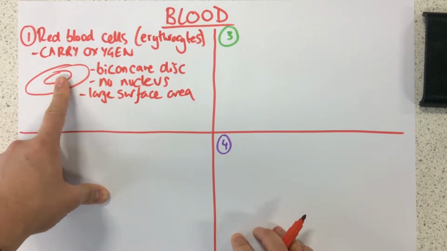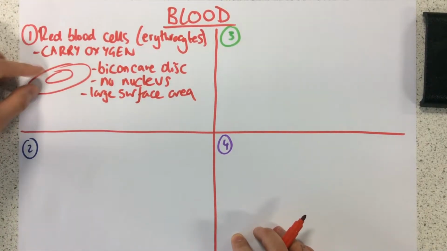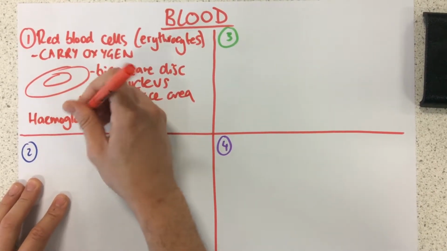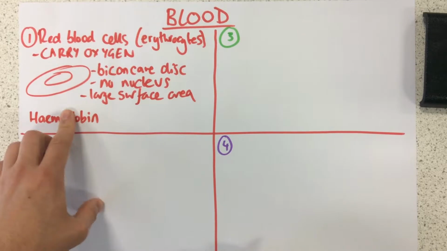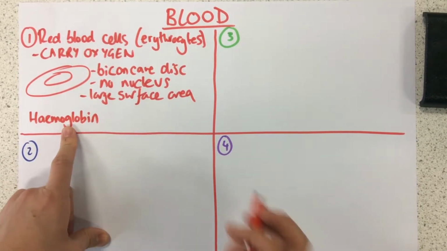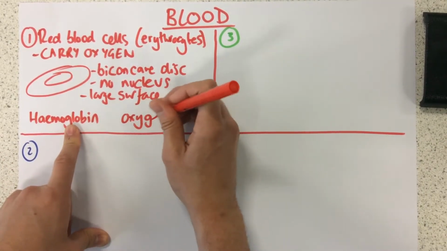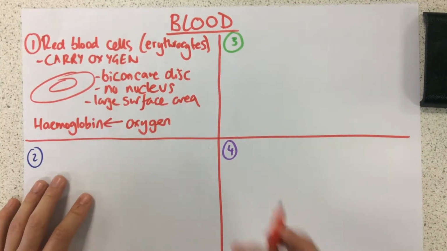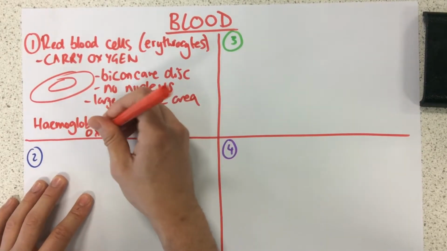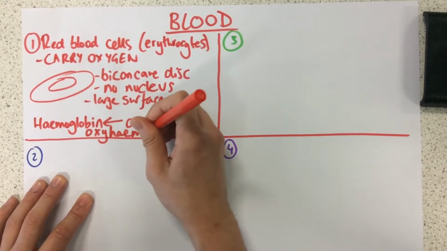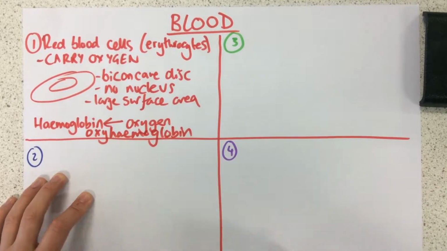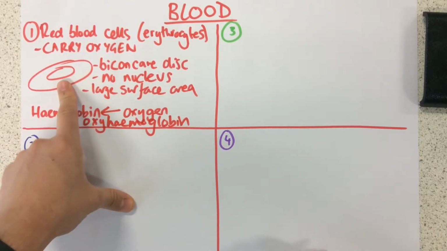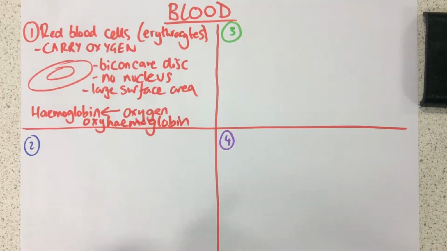The way that oxygen attaches to it is that red blood cells contain this thing called hemoglobin. Hemoglobin is just a red pigment, and the oxygen binds to the hemoglobin. When it attaches to the hemoglobin, we form oxyhemoglobin. So the whole purpose of a red blood cell is to carry oxygen around the body and to deliver it to every cell for the process of aerobic respiration.